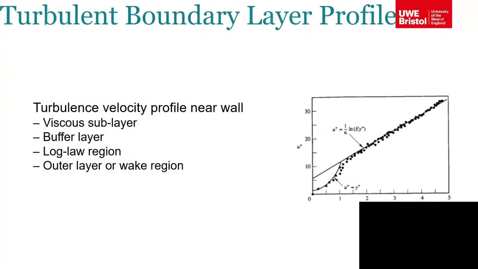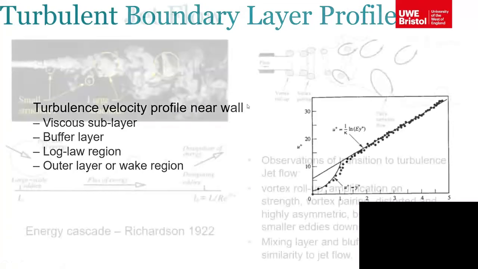Then you call it the log-law region with the viscous sublayer. So then it is the buffer layer, the log-law region, and the outer layer or wake region. Those are the regions of the turbulent boundary layer.